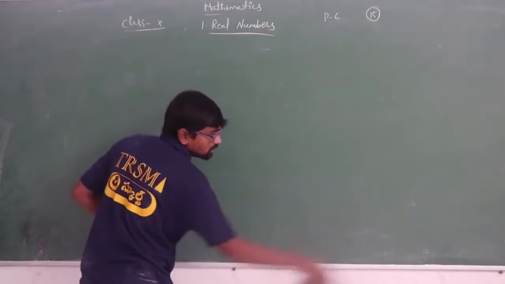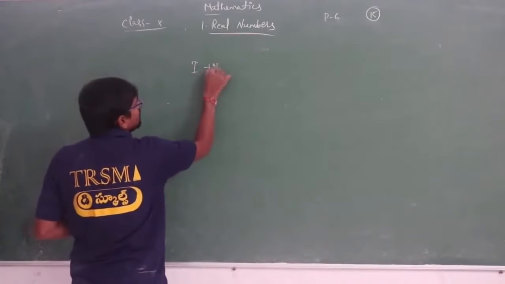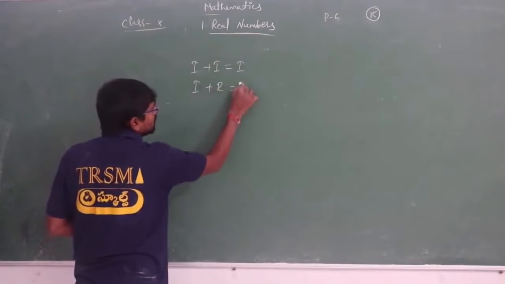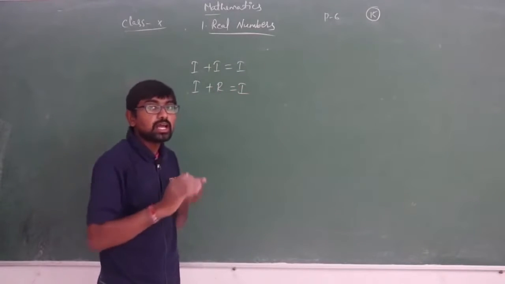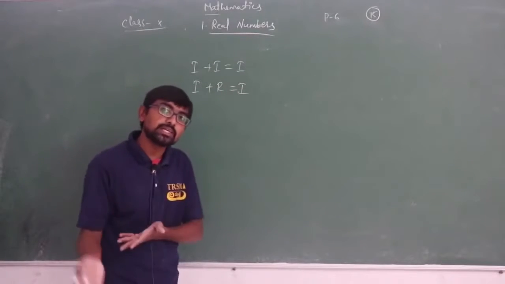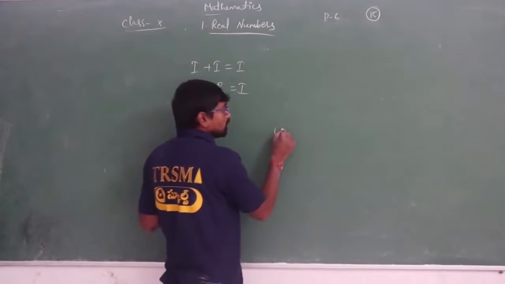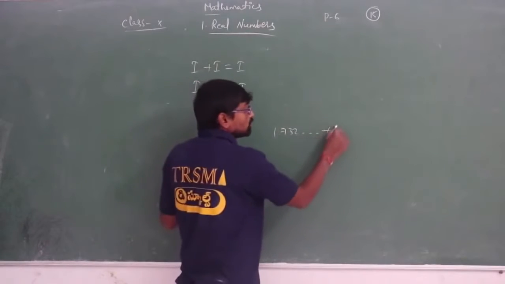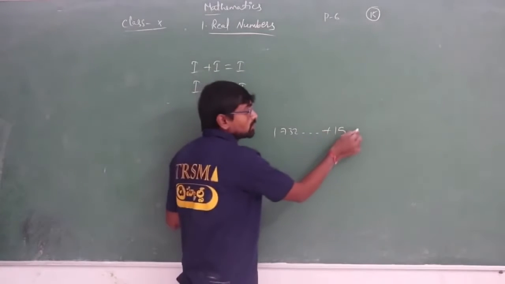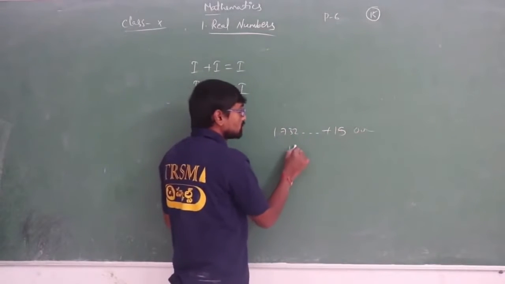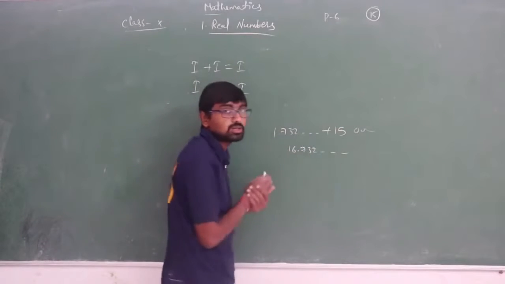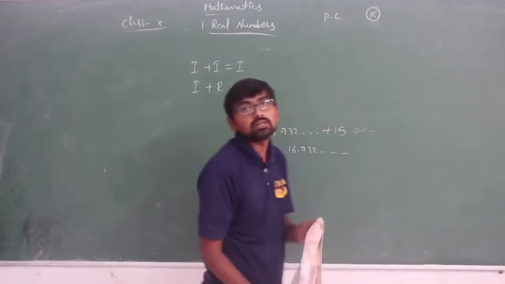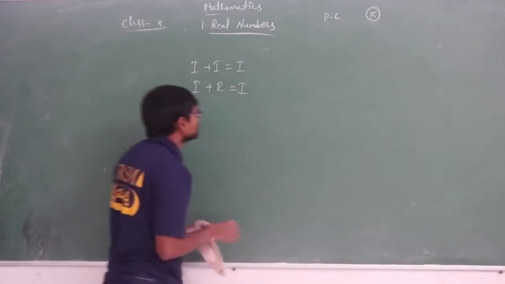Addition and subtraction of irrational numbers. Irrational plus irrational will always be irrational only. Irrational plus rational is always irrational only. Why? If I add any number to an irrational number, again I will be getting an irrational number only. Example: 1.732 dot dot dot, this is the value of root 3. Plus 15, if I add, you will write 15.000. 15 plus 1, 16, you will be getting 16.732 dot dot dot, isn't it? Am I right or wrong? So if you add any number to an irrational number, then the answer will be irrational only.